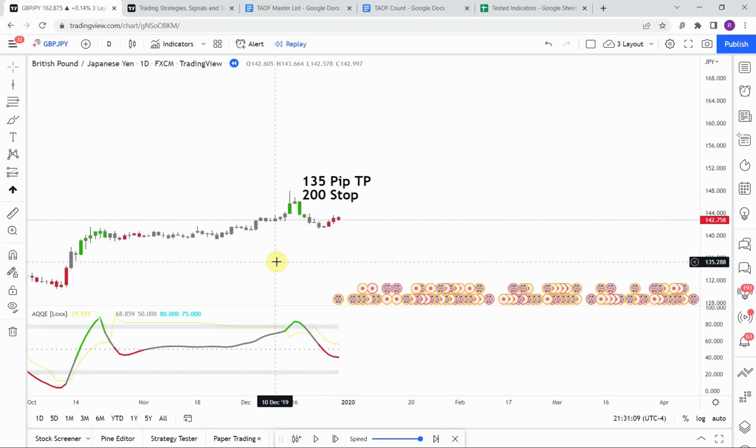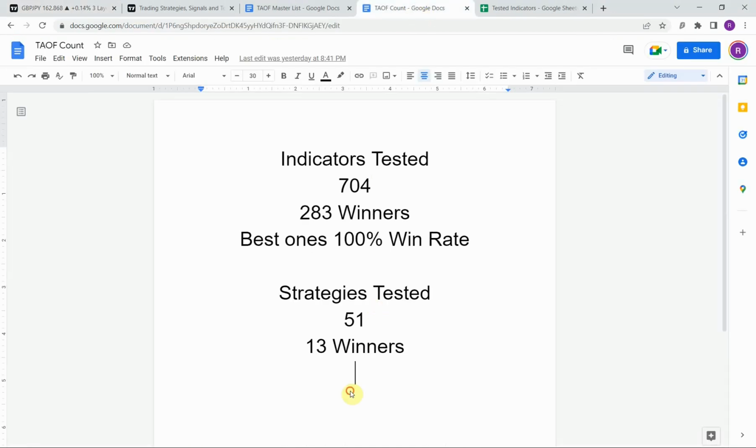Alright, as I said, today we will be testing the adaptive QQE indicator. Before we do though, I wanted to put the testing scoreboard up for everyone to see. So to date, we have tested a total of 51 different strategies, with 13 of them being profitable. We've also tested a total of 704 indicators, with 283 of them being winners. The best ones so far were able to achieve a 100% win rate.